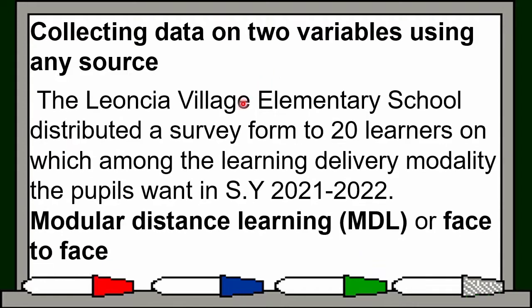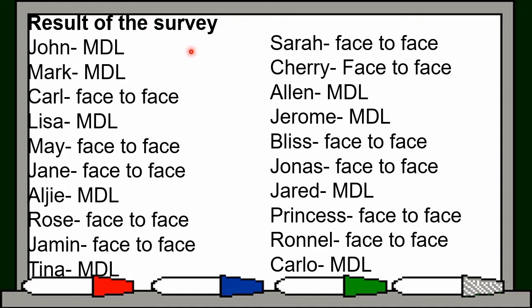Collecting data on two variables using any source. Let us read. The Leontia Village Elementary School distributed a survey form to 20 learners on which among the learning delivery modality the pupils want in school year 2021-2022, modular distance learning or face-to-face. Here is the result of the survey. Some pupils chose modular distance learning while other pupils chose face-to-face. How many pupils chose modular distance learning or MDL and how many pupils chose face-to-face?